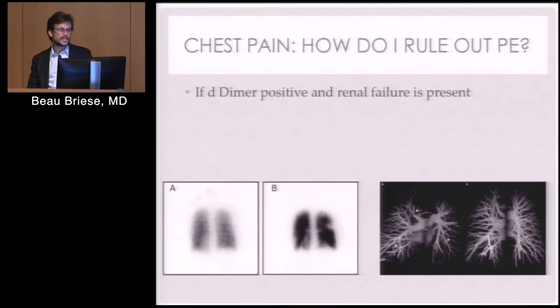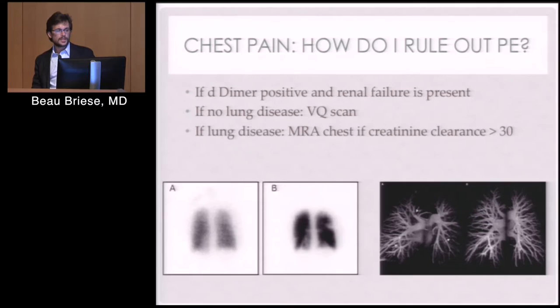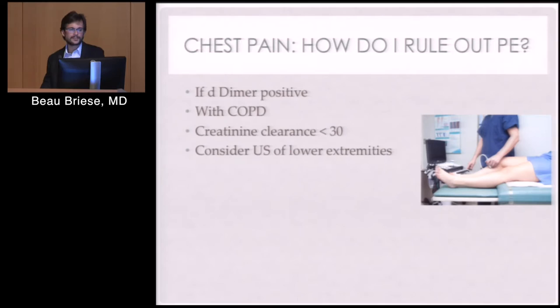If there's no lung disease, they don't have a history of COPD, and no lung scarring, no atelectasis, you can use it. If they do, you can't, not very well. If there's lung disease, consider getting an MRA if the creatinine clearance is greater than 30 on their GFR, okay? So you've got to look in the lab results to see that one. What if they're D-dimer positive, they've got COPD, and they've got renal failure, they're not on dialysis, then you could consider getting an ultrasound. Because at that point, what are you going to do? No matter what you choose, it's going to be a bad choice for the patient.